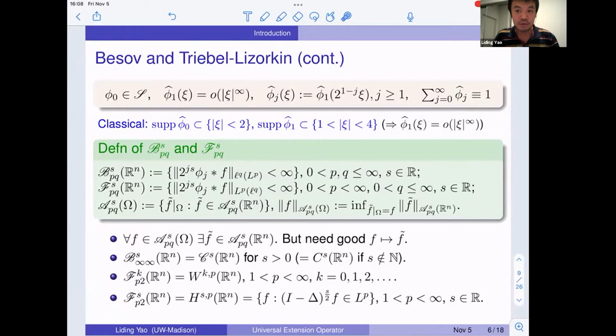Also, just a quick recap of how the Besov and Triebel-Lizorkin spaces match with the classical spaces. B^s_{∞,∞} is the Hölder-Zygmund space, and F^s_{p,2} equals the classical Sobolev space for p not equal to the endpoint. And there's also F^s_{p,2}, which coincides with the Bessel potential space.